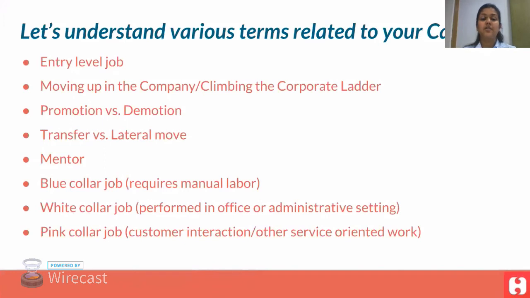Then there's white collar job. Now white collar jobs are very knowledge intensive. These are performed in offices or in an administrative setup. Pink collar jobs are those jobs which involve interacting with the customers or sales or other service oriented work. So there's a direct customer interaction, that is called a pink collar job.